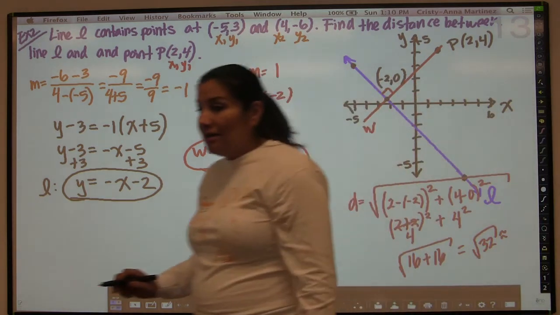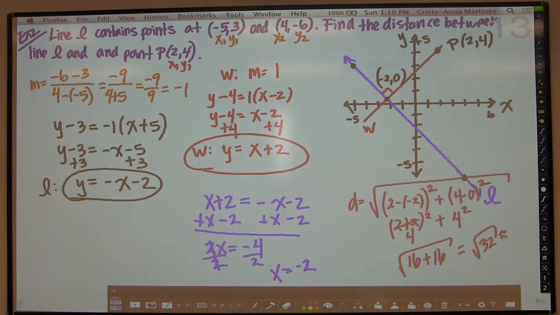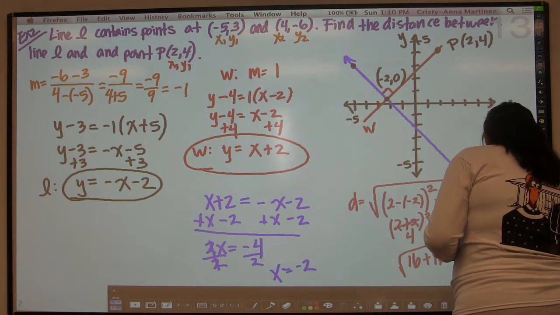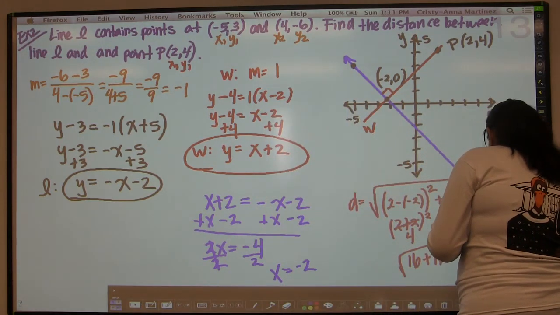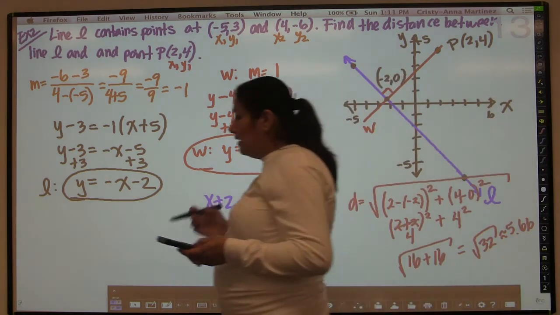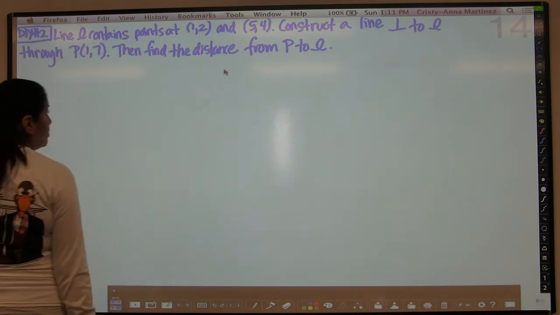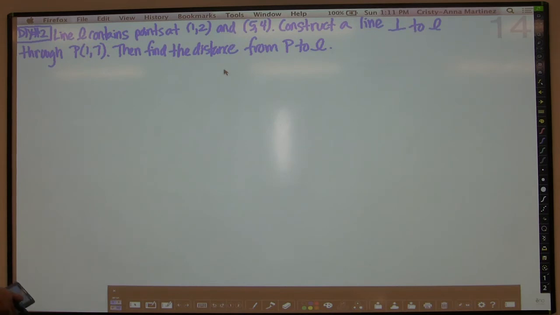And then if we want to get the approximate answer, we can take our calculator, and the square root of 32 is approximately 5.65, 5.66, or maybe even 5.7, depending on how much you want to round. The exact answer being square root of 32, approximate answer 5.66 units. And that is how you find the distance between L and the point P. So now you can try this one on your own, and then we'll go to our last example.